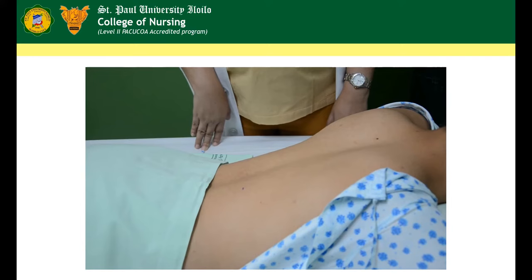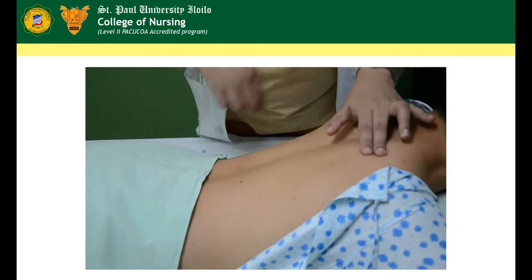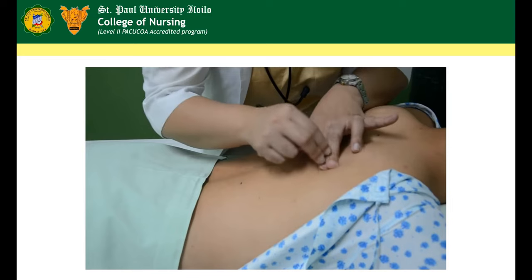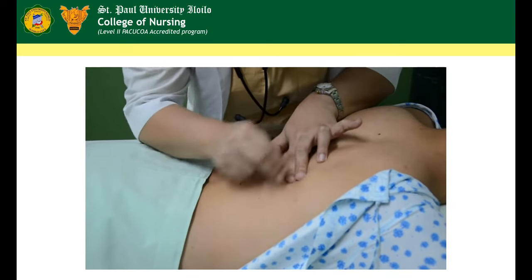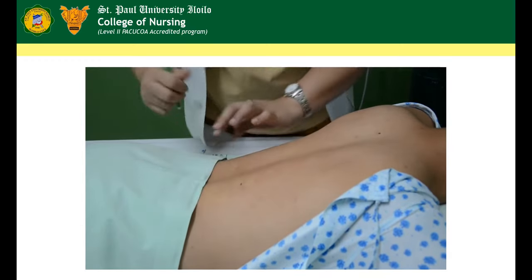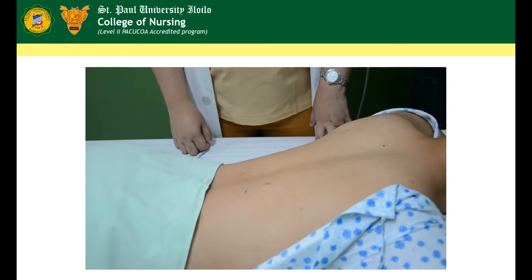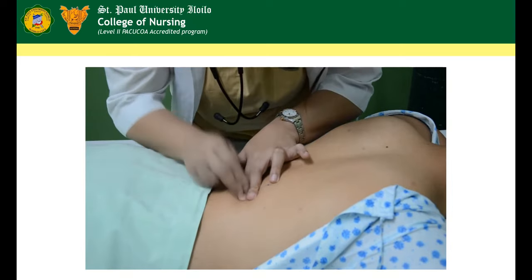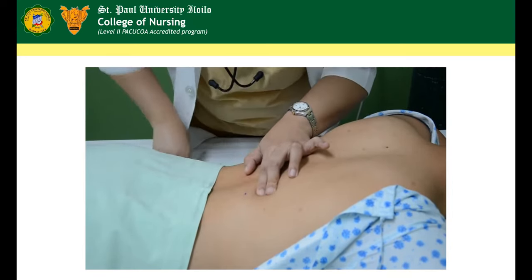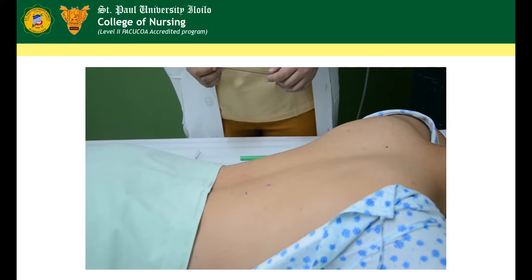Repeat the procedure on the other side of the chest. Sir, can you take a deep breath again and hold? Sir, you can now breathe regularly. Sir, can you take a deep breath again and then expel the last breath and then hold? You can now breathe normally.